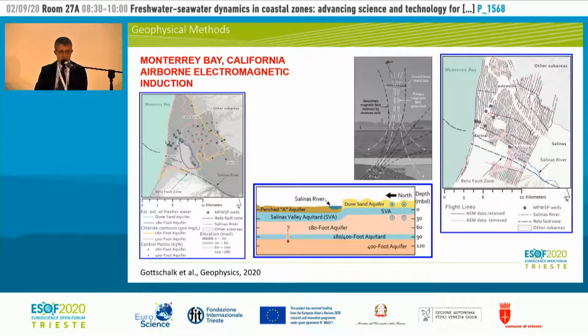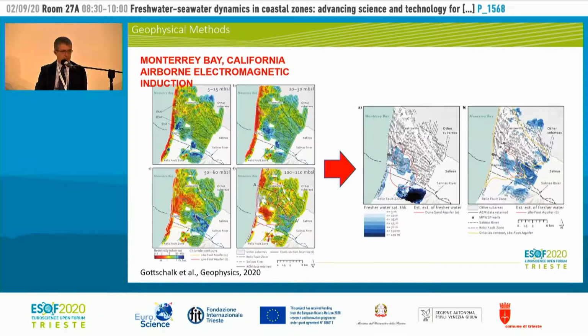I will just briefly show an example that is not ours, but is using the same method. This is the Monterey Bay in California. It was just published last month in Geophysics. And these are similar maps, okay? You can see exactly the same method, flying over many kilometers. We're talking about many kilometers here. The scale is 10 by 10 kilometers. And from here, you estimate the thickness of freshwater bodies in an area that is heavily affected by seawater intrusion. So the possibilities are many.